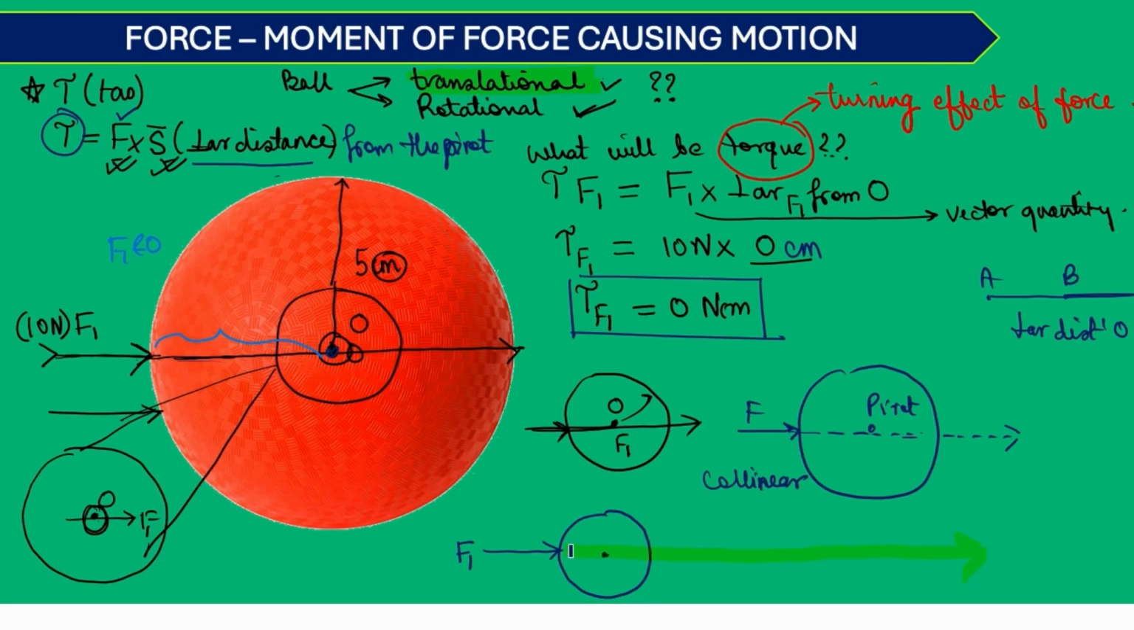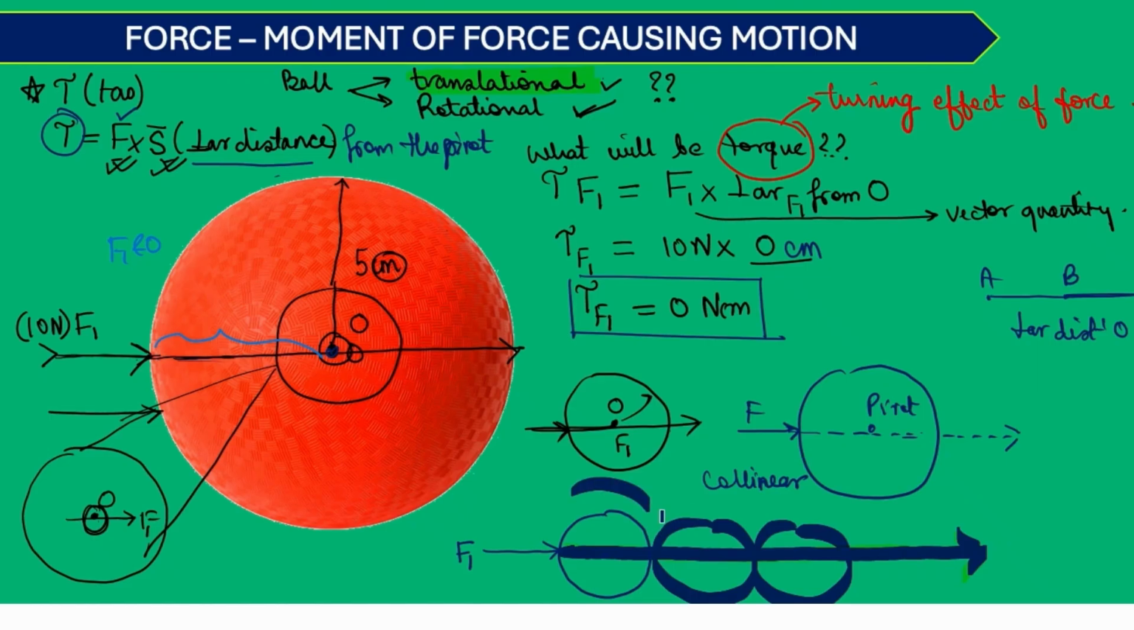If the line of action of the force applied on a ball is collinear, or on the same line as the pivot, the ball will move straight. It will not show any clockwise or counterclockwise movement. We will not see any of that. I hope the translational motion is clear.